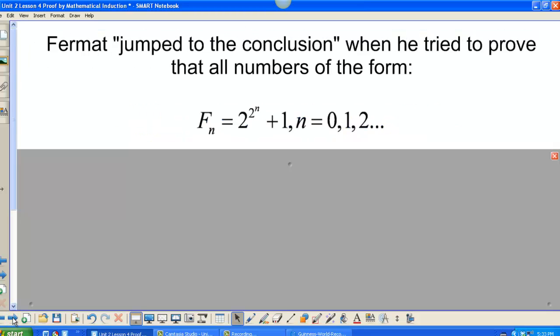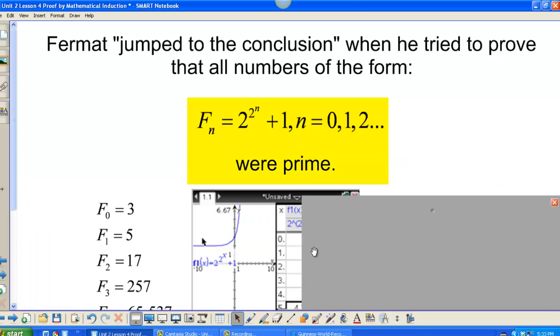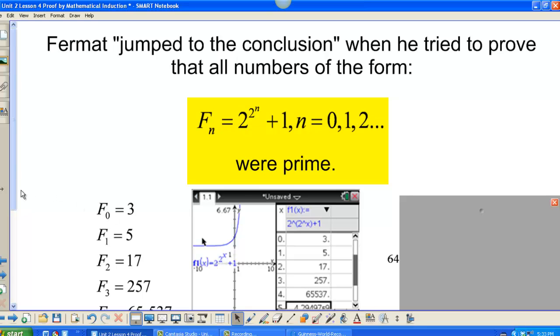For example, we had a famous mathematician, Fermat. He's known for Fermat's last theorem. He's a French mathematician, and he jumped to the conclusion when he tried to prove that all of the numbers of the following form, 2 raised to the 2 raised to the n, plus 1, for n equals 0, 1, and 2, and so on, were prime. So let's take a look at what he was talking about.